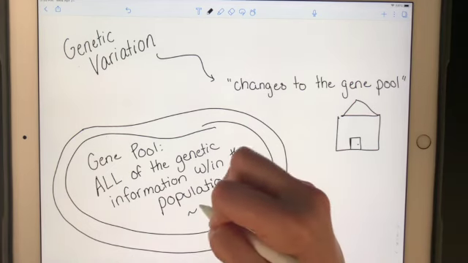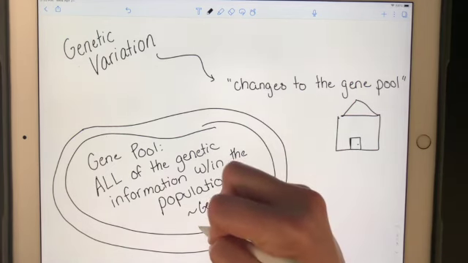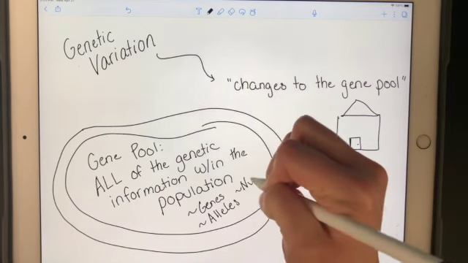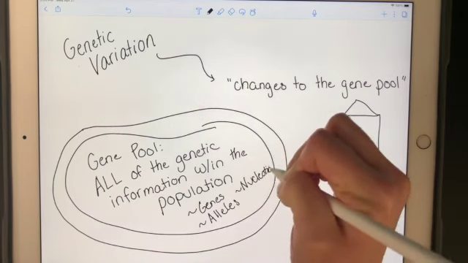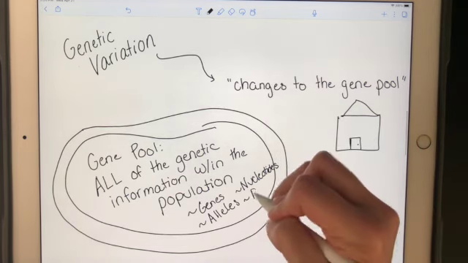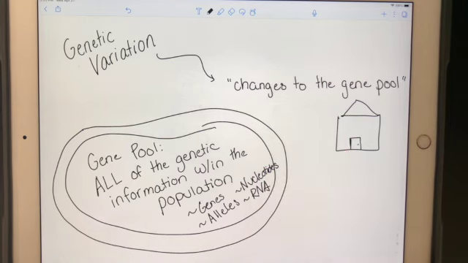So when we're talking about this, we're talking about genes, we're talking about alleles, we're talking about nucleotides. And for organisms that don't have DNA, we're talking about their RNA too.